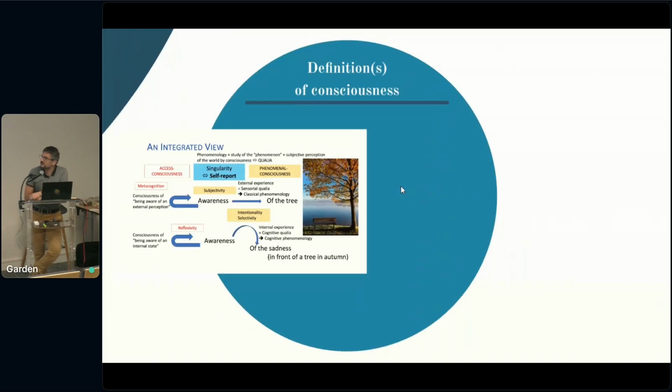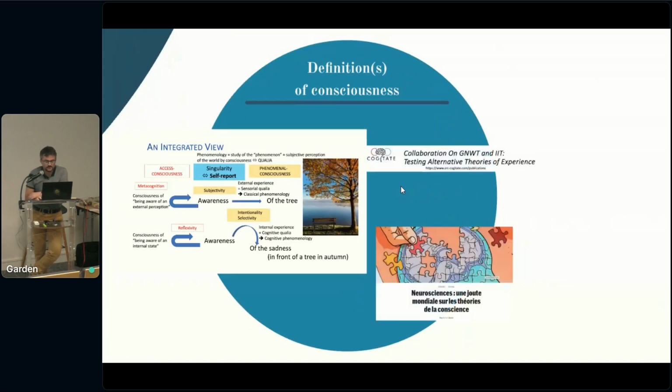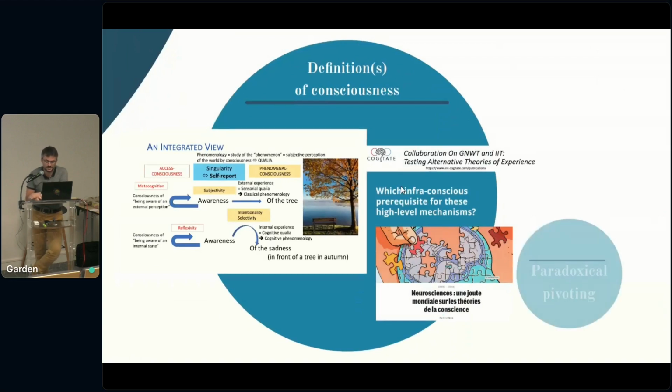Then you can have another aspect of metacognition, about being aware of this awareness. This is access consciousness, but this is the work of, for example, the Cogitate Consortium about the correlates of these high-level mechanisms, with the theoretical rivalry between the global neuronal workspace and the integrated information theory. But for this study, we focused on the infraconscious prerequisites for these high-level mechanisms.